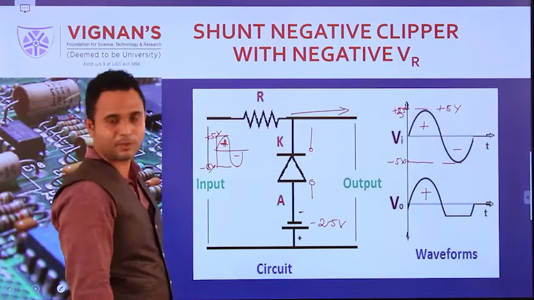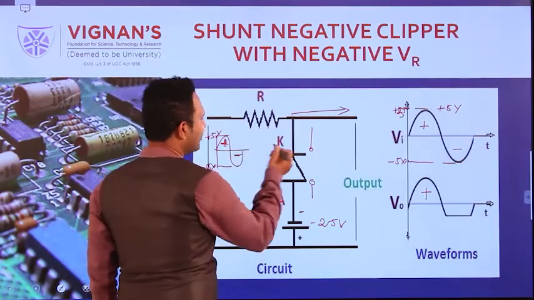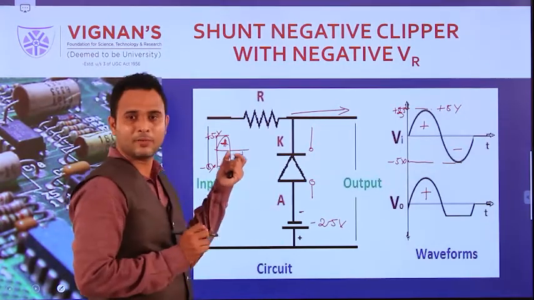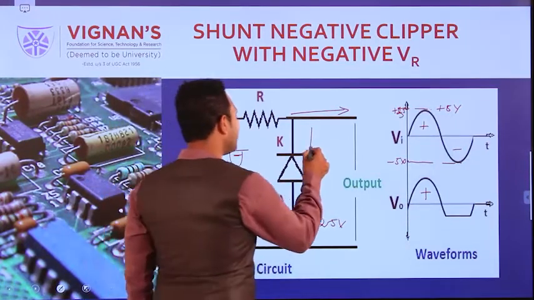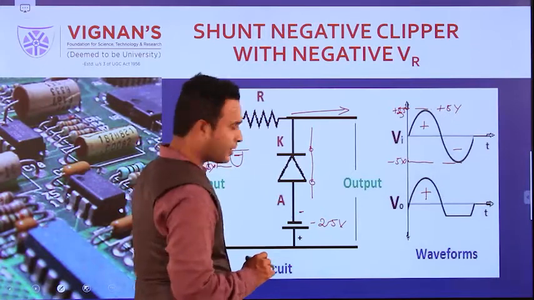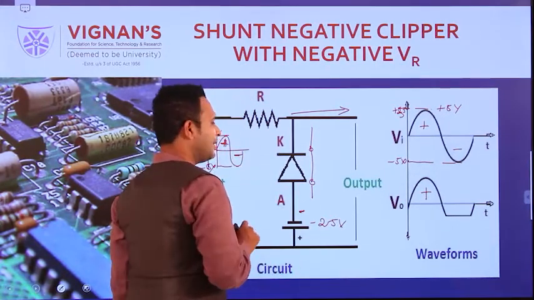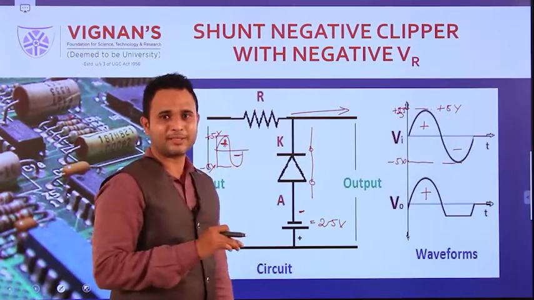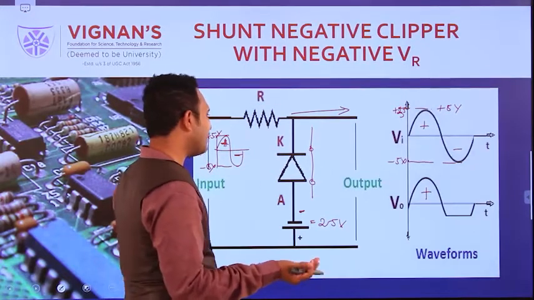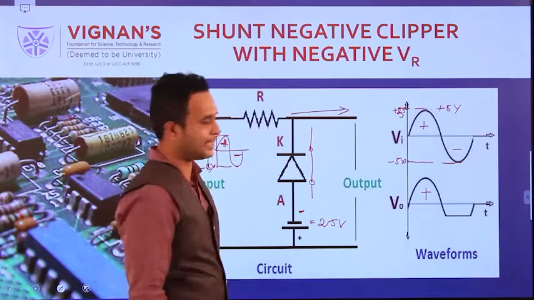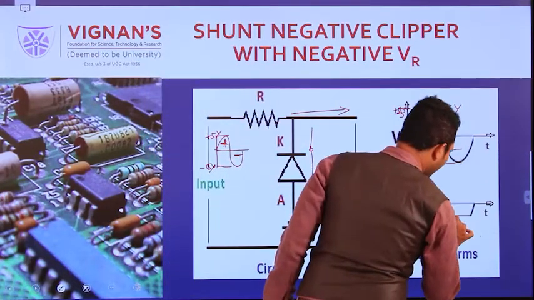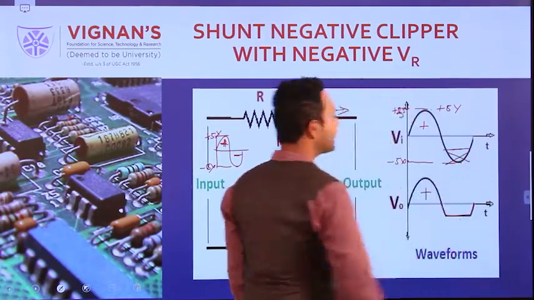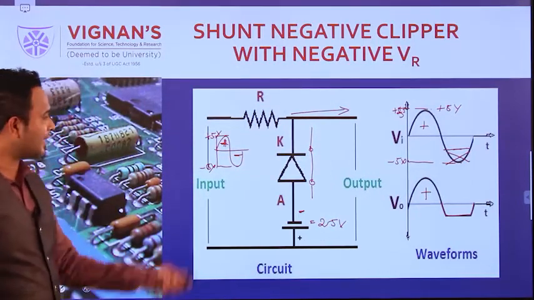What happened with the negative peak? When negative is connected to the cathode, diode is in forward bias, which means it is a short circuit. Along with this, negative is connected to the anode, so up to 2.5 volts only the diode is in forward bias. Beyond 2.5 volts the diode is again in reverse bias. That's why up to minus 2.5 volts only we are getting at the output side. The remaining 2.5 volts is going to the suppressor. Like that we are getting the output.